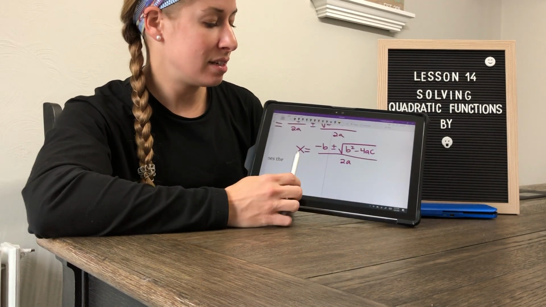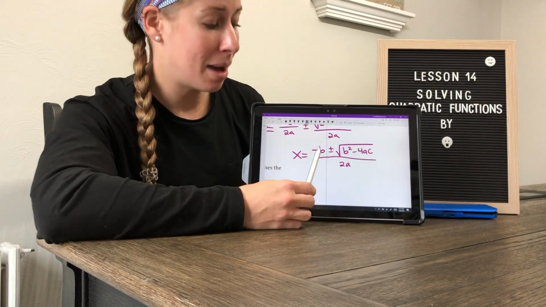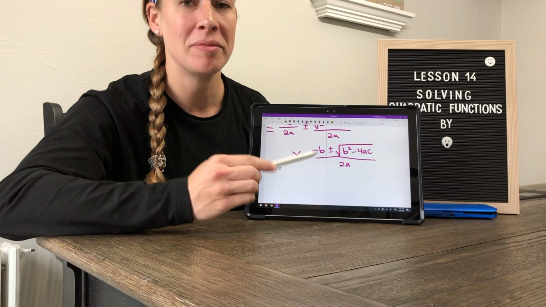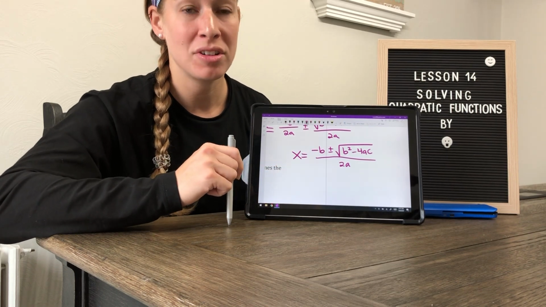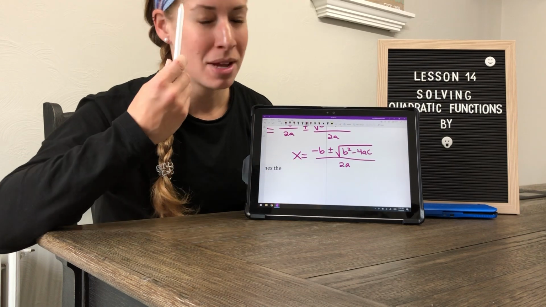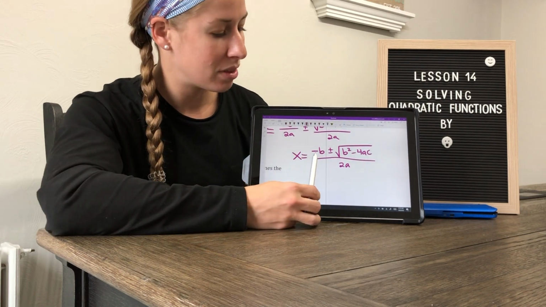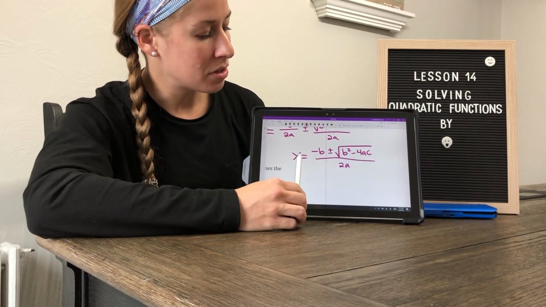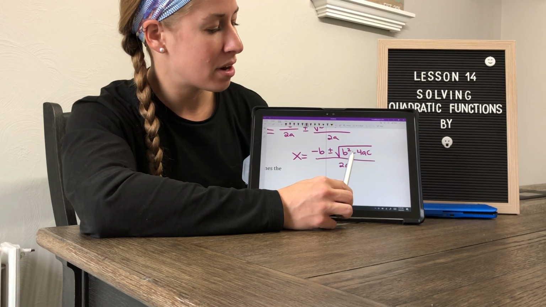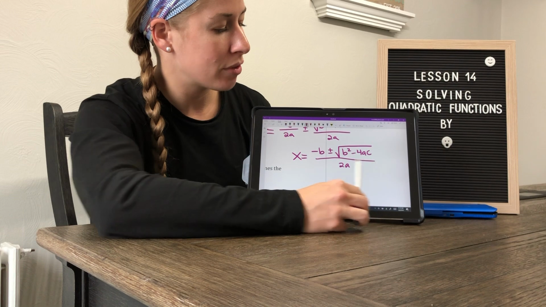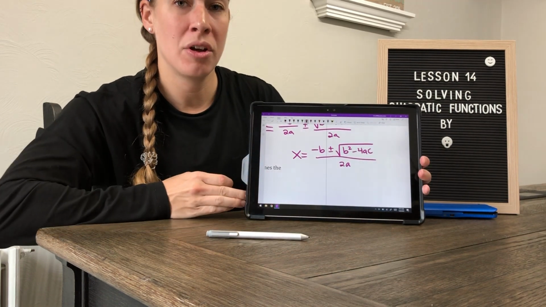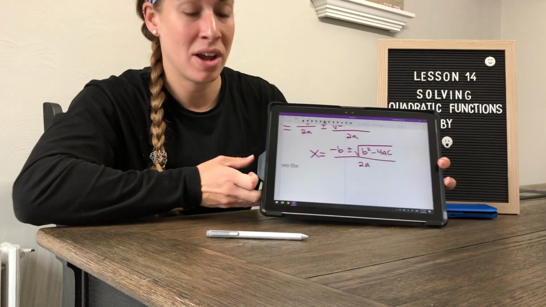So this is x equals, I say the opposite of b. Yes, you can say negative b, but I tend to say the opposite of b because if b, remember, is just a number, if it's already negative, the opposite of that would be a positive. So sometimes that's easier for our brains to click with. So x equals the opposite of b plus or minus the square root of b squared minus 4ac all over 2a. And you're going to want to know this. You're going to want to have it memorized.